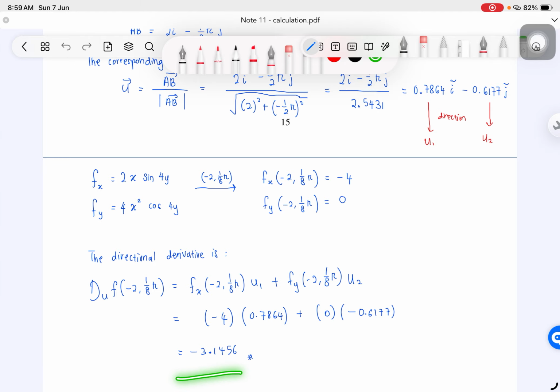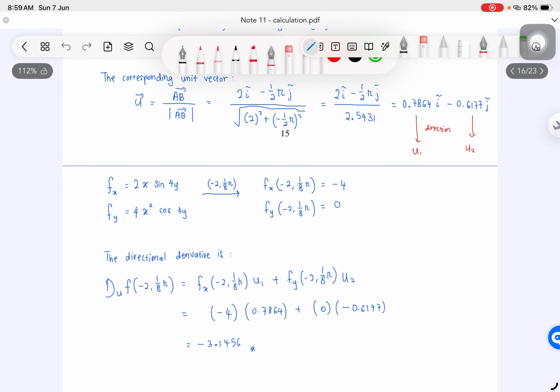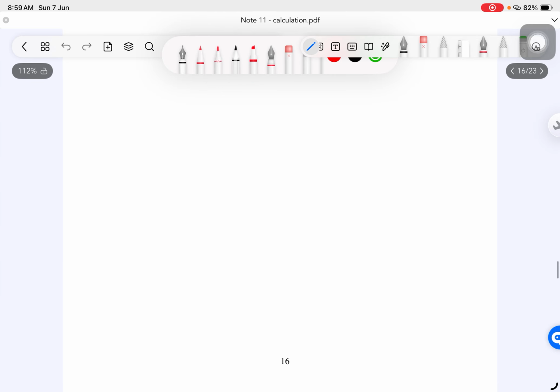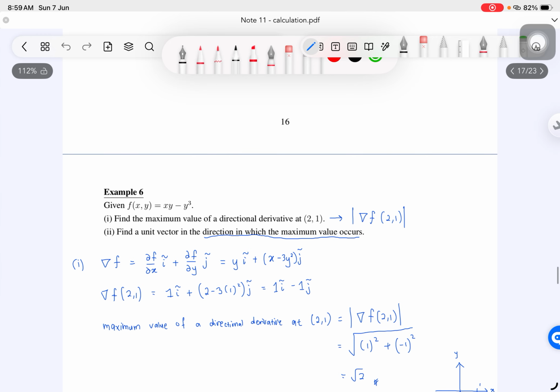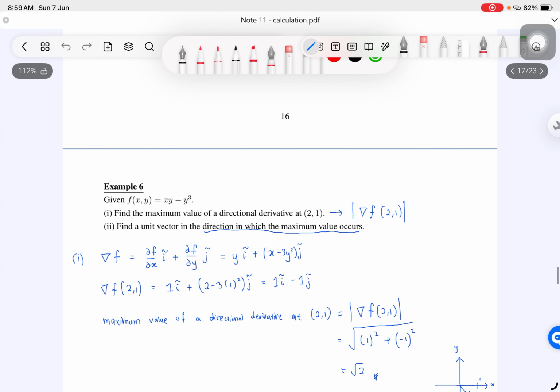Okay, so you obtain this one as your answer. Alright, so actually it is not very difficult, just that you need to know how to check the unit vector and all that. Okay, so we go to example 6 now.